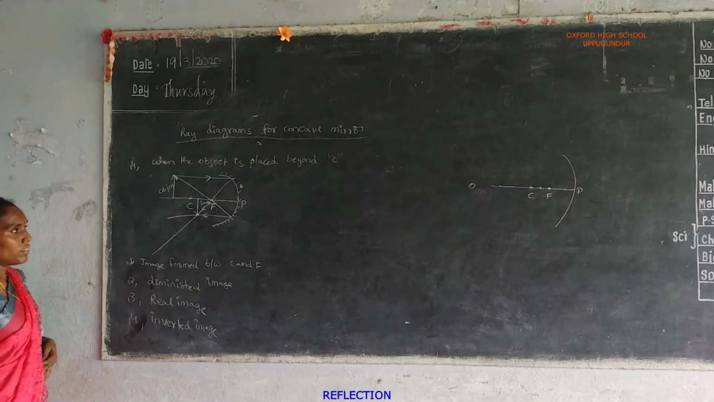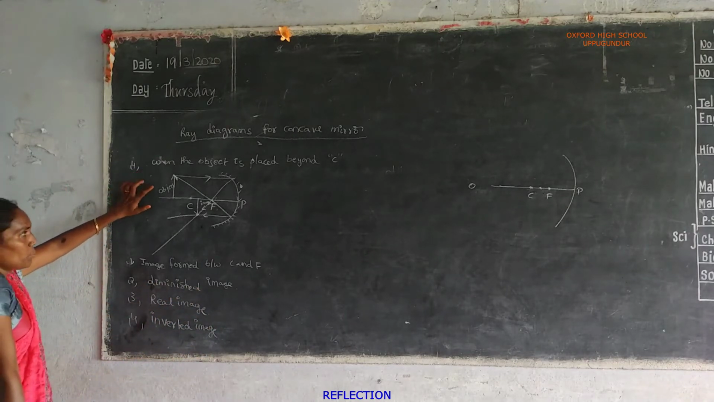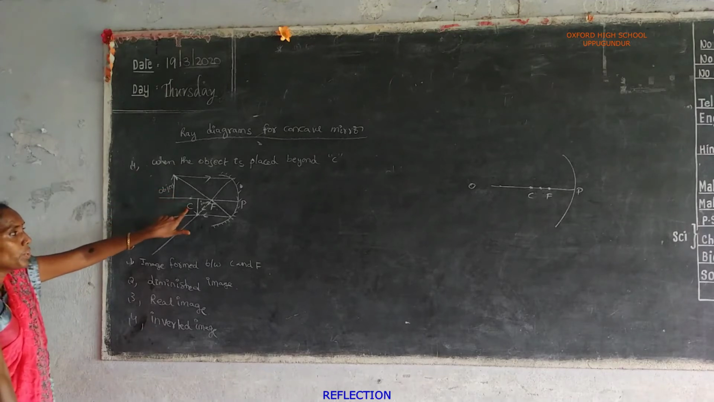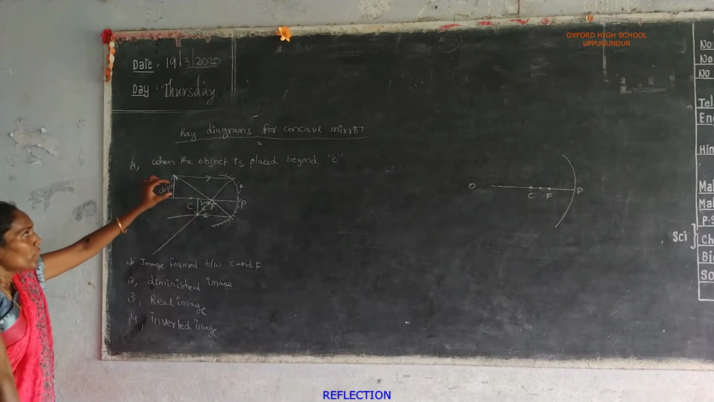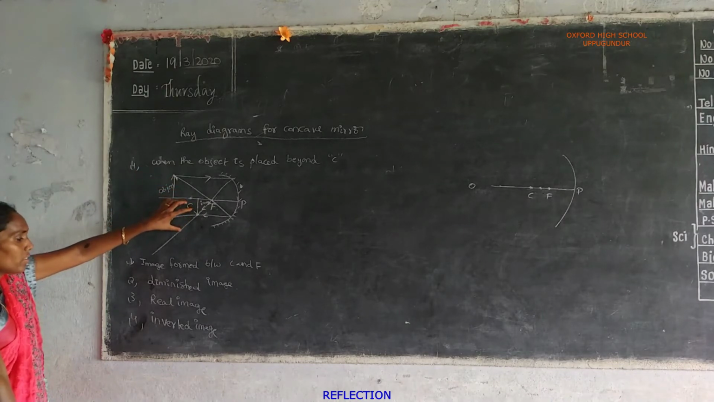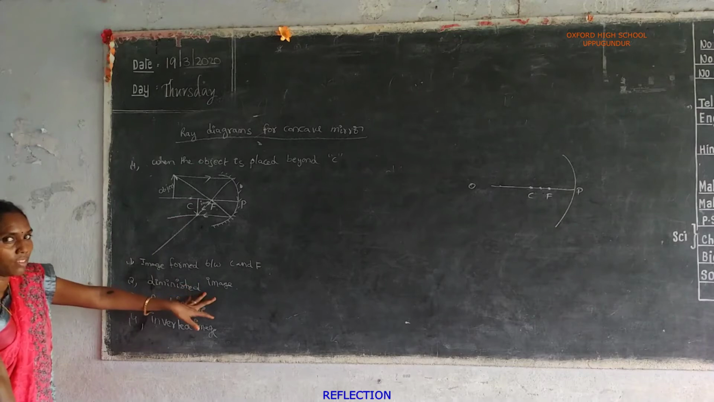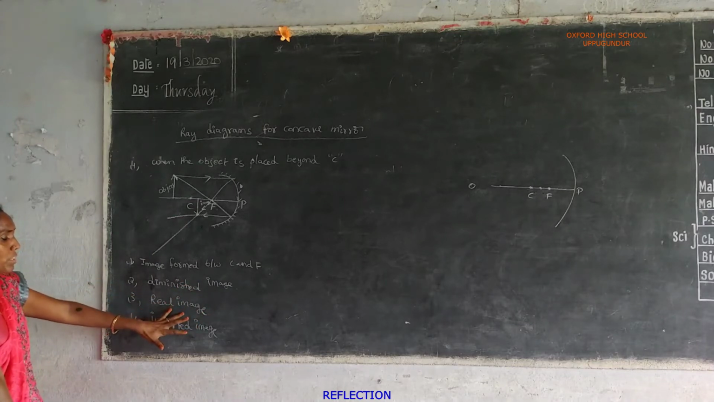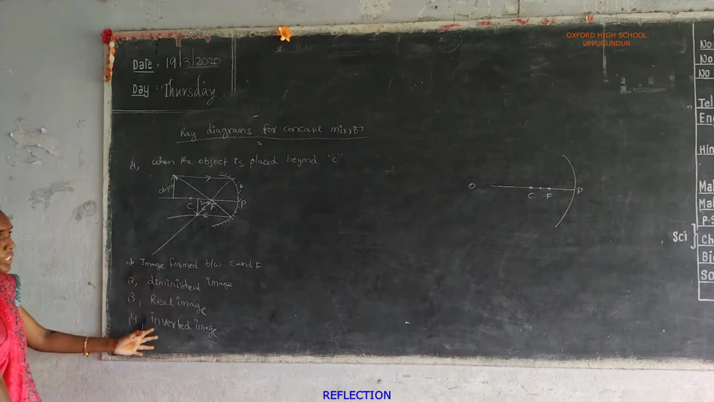So when an object is placed beyond C, the image is formed between C and F. When compared to the object height, the image height is very less. That's why it is a diminished image. This image is a real image, and all real images are inverted images.